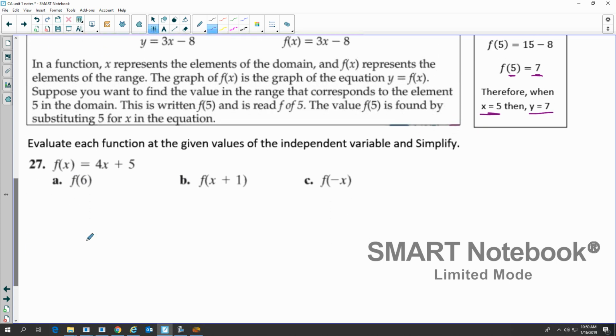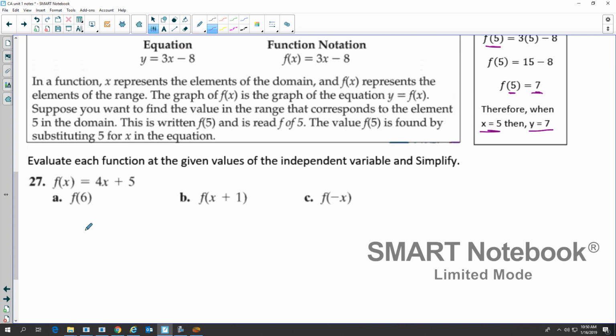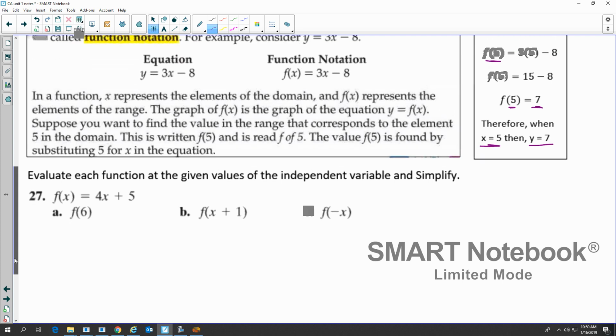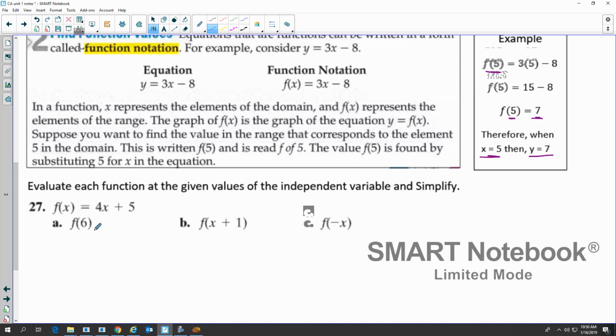But let's see, 27. So right here we've got f of x equals 4x plus 5. And so all we're going to do here, sorry, I'm going to scroll down a little bit, is replace the x part with 6. So if we're going to evaluate f of 6, okay, so let's see, this is going to be 4 times 6 plus 5. So 4 times 6 is 24, plus 5 is 29.